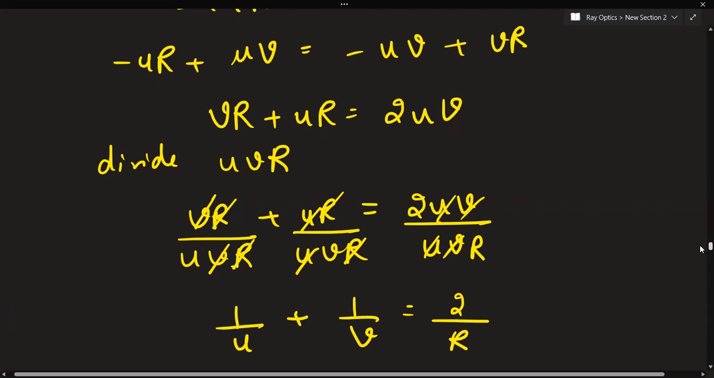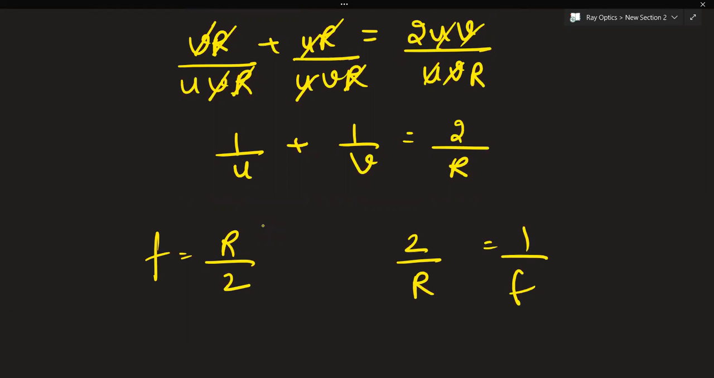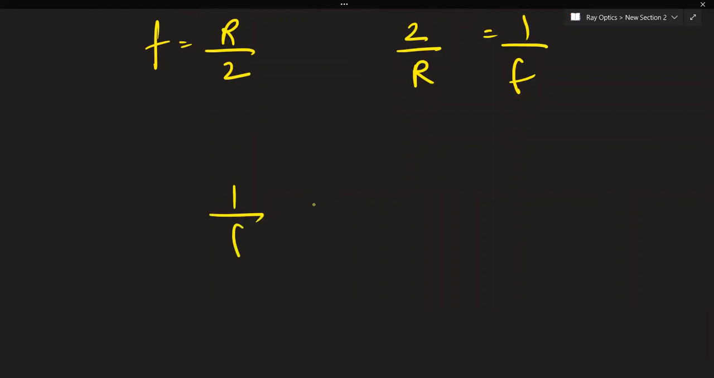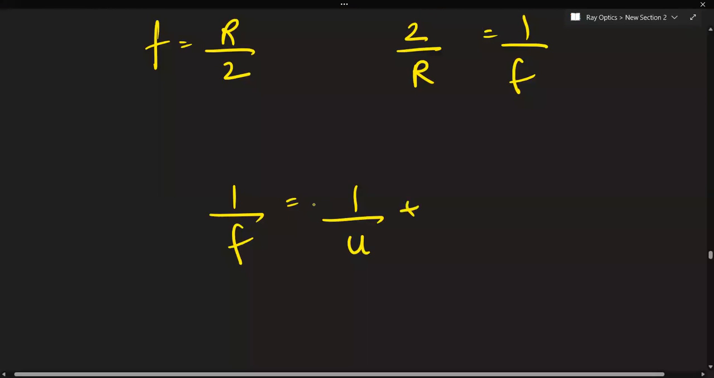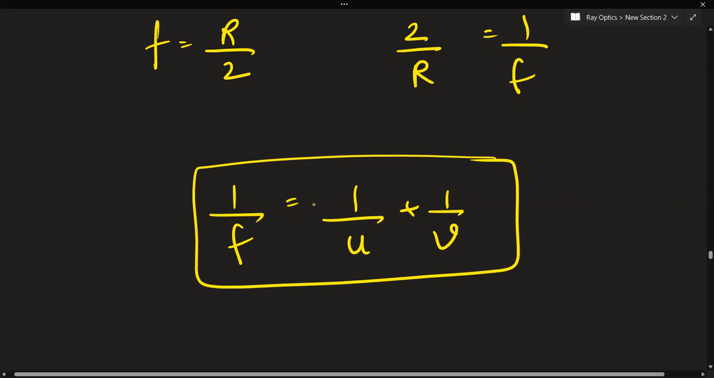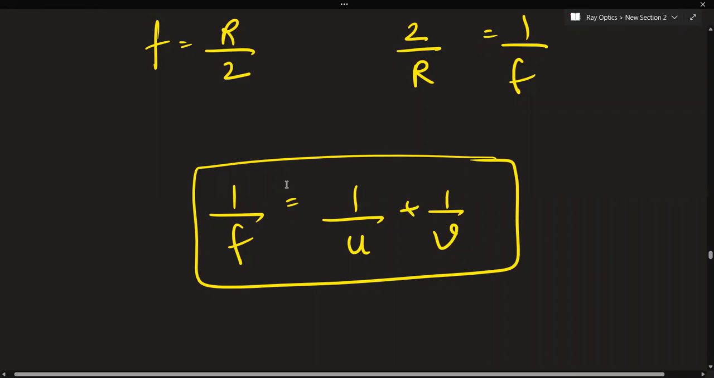See, focal length was what? R by 2. We have derived now focal length is R by 2. So 2 by R will be what? 1 by F. If you reciprocate this, it will become reciprocal. So you obtain the mirror formula, that is 1 by F is equal to 1 by U plus 1 by V. This is the mirror formula that you obtain. Got it? 1 by focal length is equal to 1 by object distance plus 1 by image distance. Clear or not?